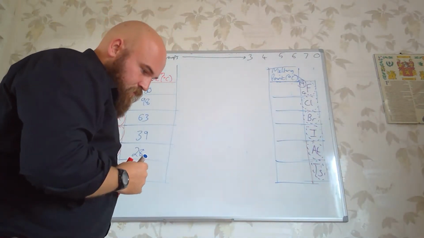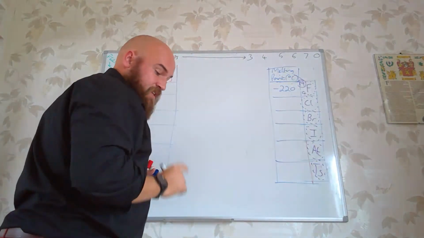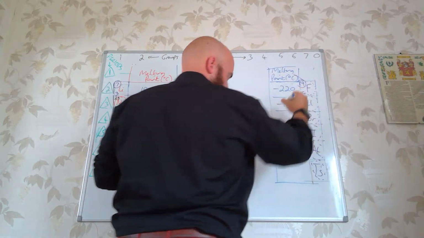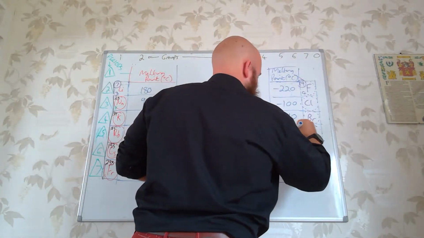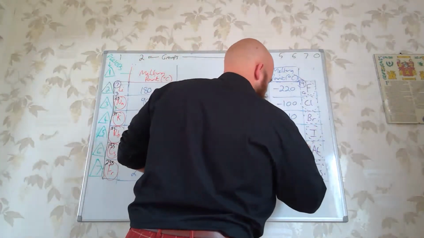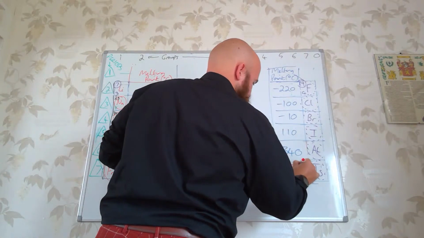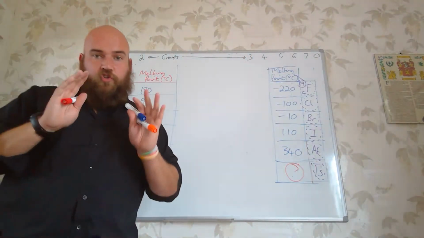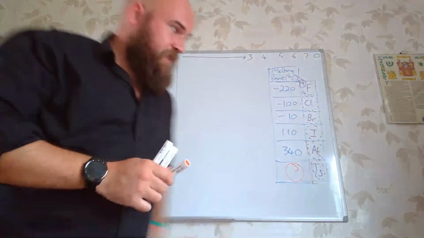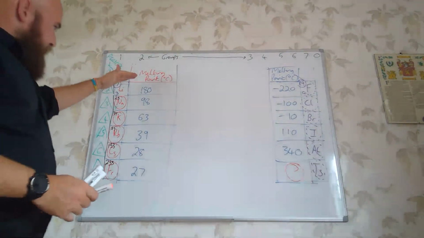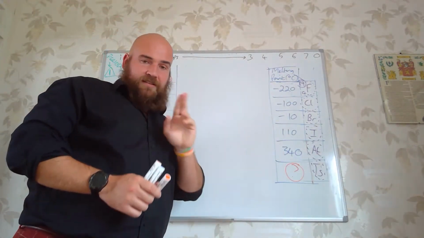So we've got here minus 220, so that's very cold, minus 100, minus 10, 110 degrees, 340. And I'm going to leave a question mark here. What I've done is taken two groups, and groups go up and down, they are columns. And I've put down the melting points going down group 1 and the melting points going down group 7.